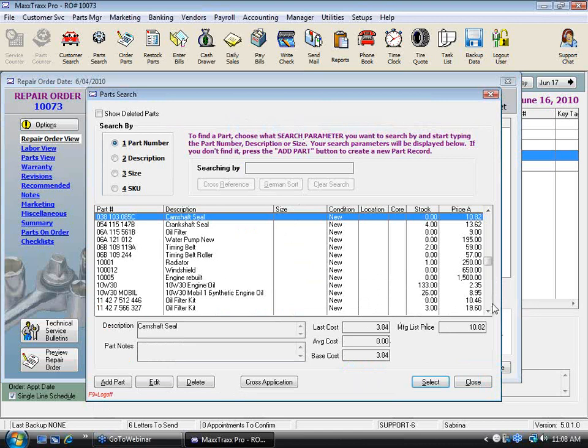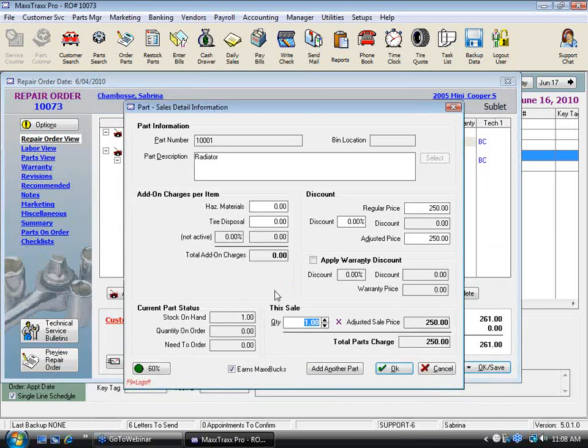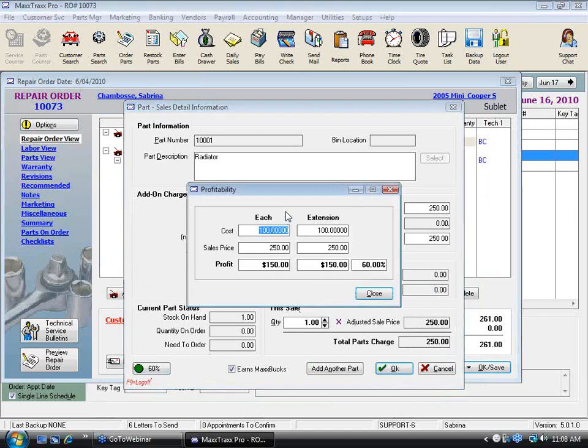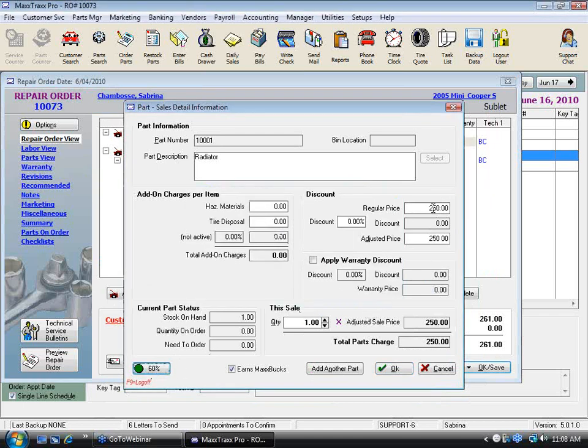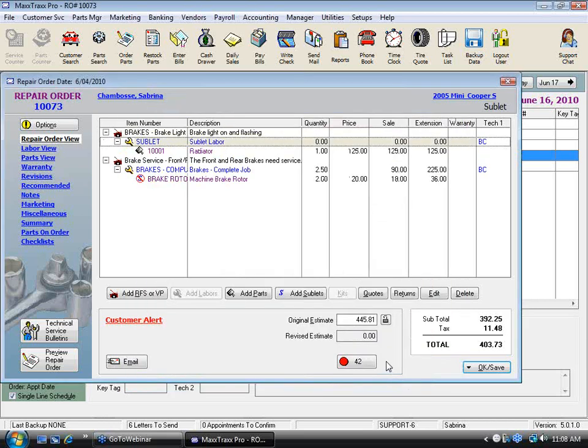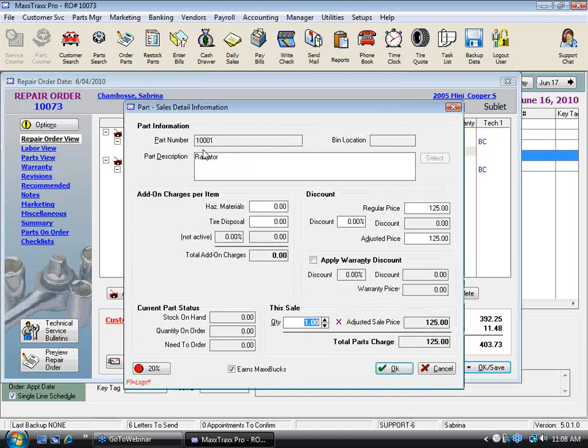Let's put an expensive part on there. Let's put this radiator on here, and let's say our radiator cost is $100. Let's say we sell it for $125. So notice it's green down here, guys, because I'm jumping around a bit, but this is our part profit monitor. Now it just turned red because it's saying we're not meeting our profitability on our part here.